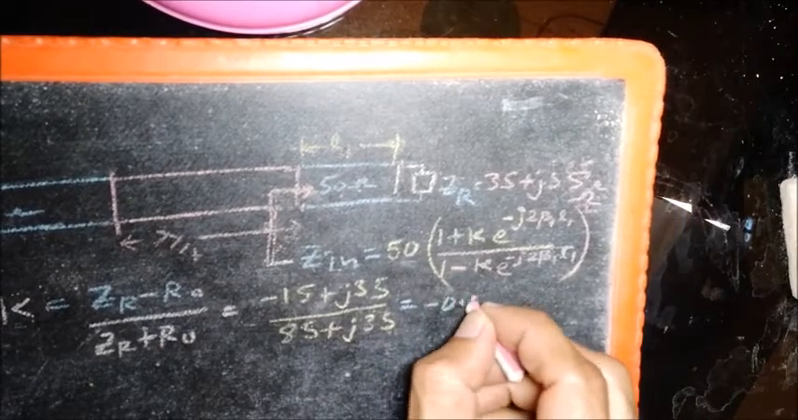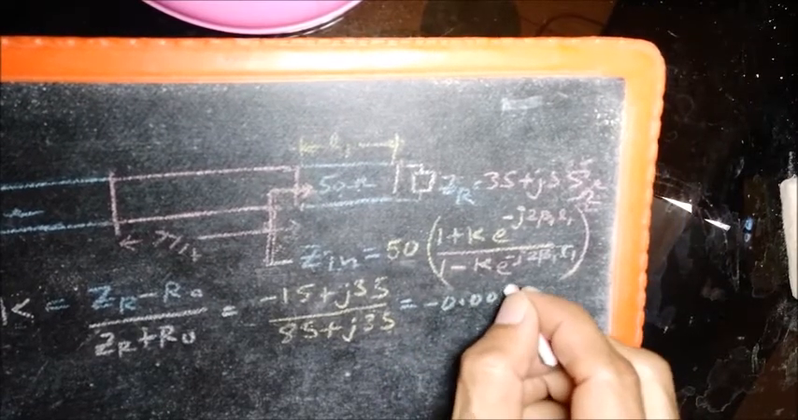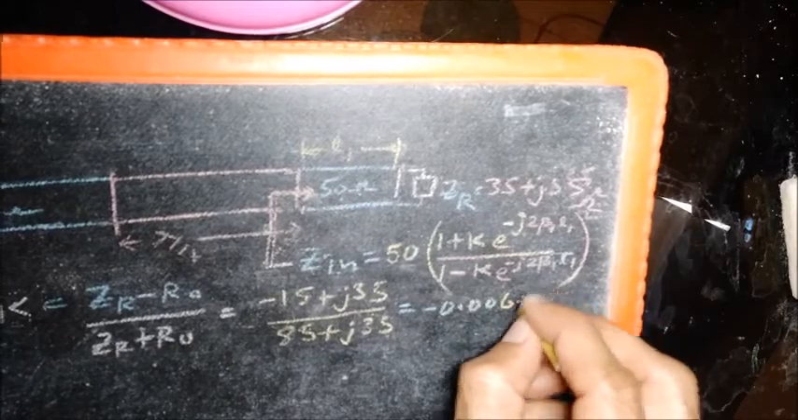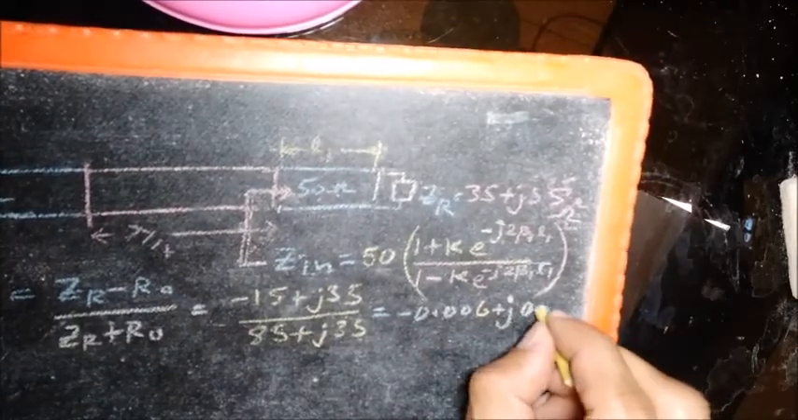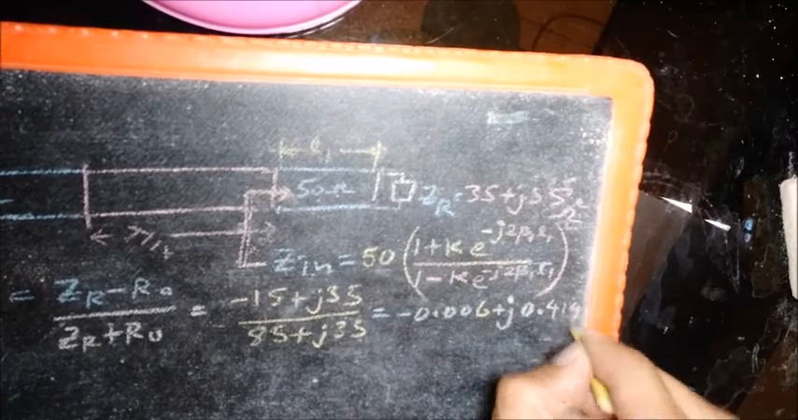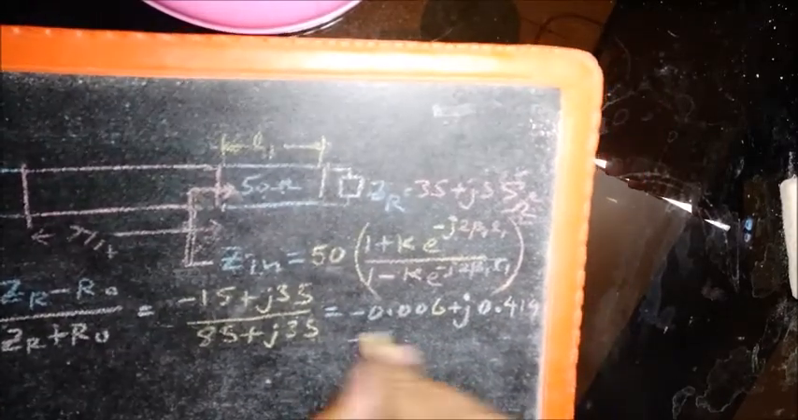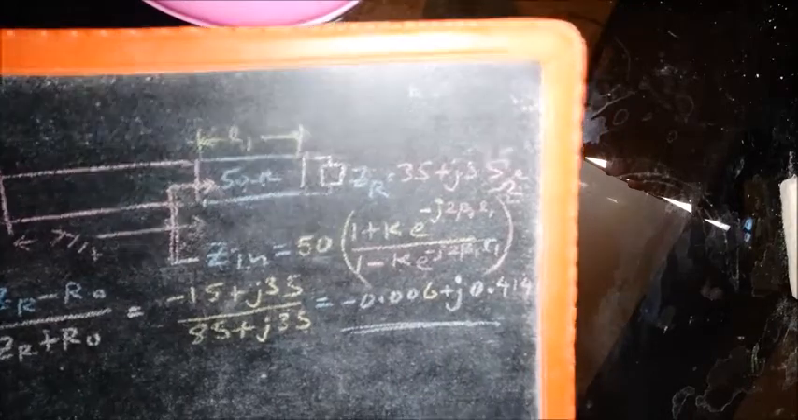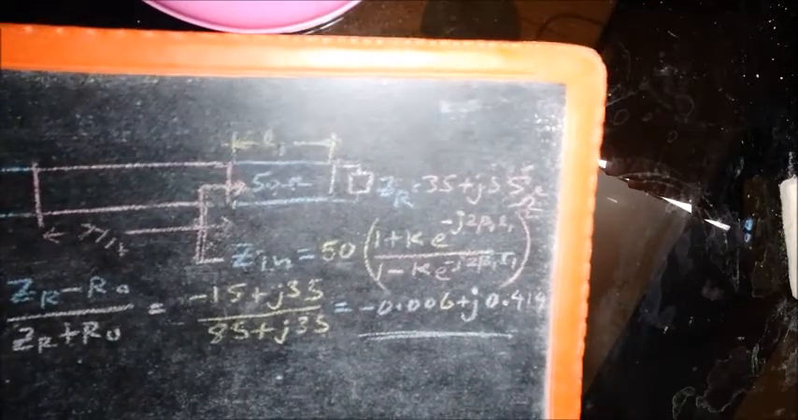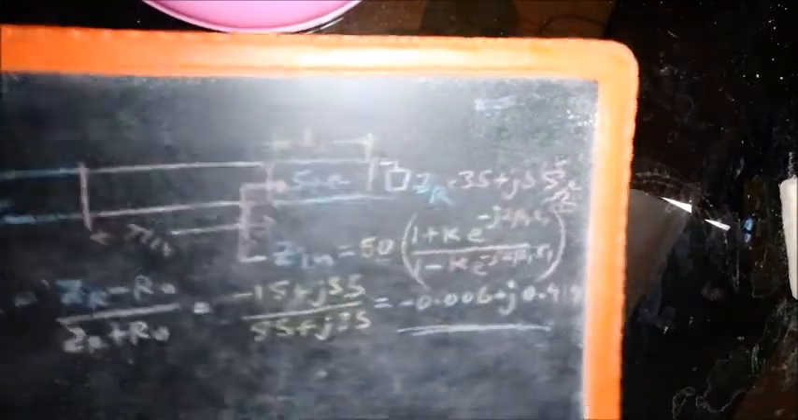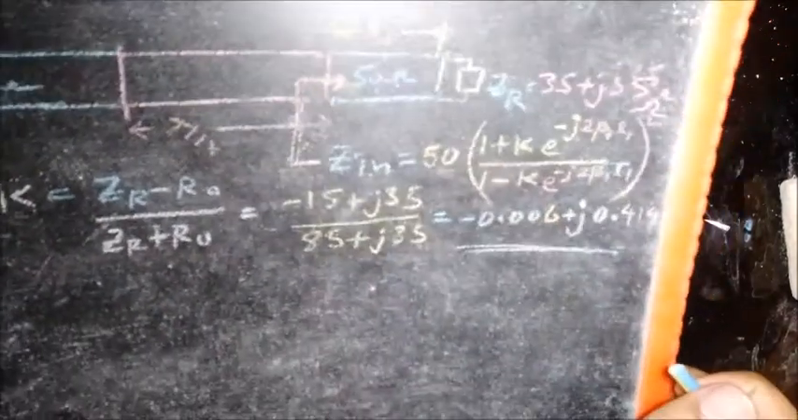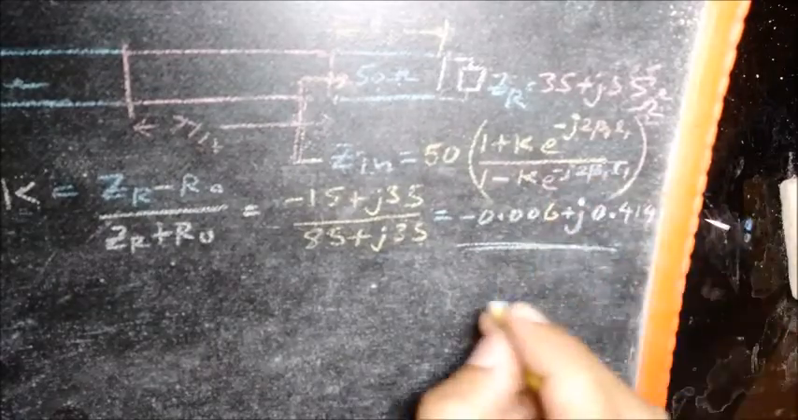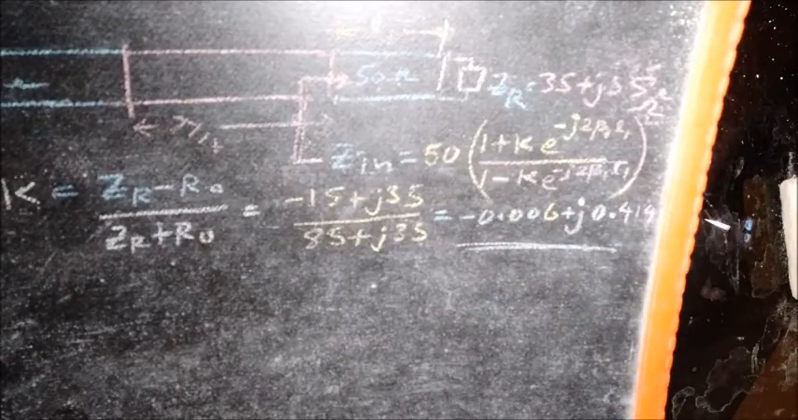minus 0.006 plus j 0.414. This turns out to be minus 0.006 plus j 0.414. That is the reflection coefficient from here. That's the reflection coefficient. Now with this reflection coefficient, we can of course express this in polar form.